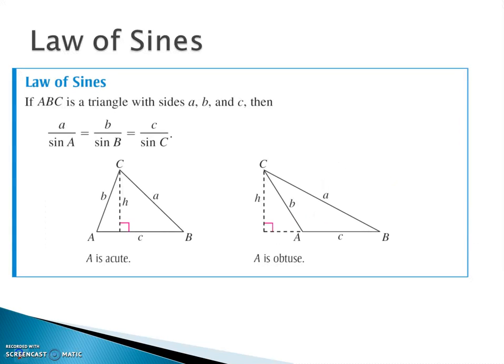The law of sines states that if ABC is a triangle with sides a, b, and c, then a over the sine of A equals b over the sine of B equals c over the sine of C. This holds true for acute triangles and obtuse triangles. Let's look at an example.